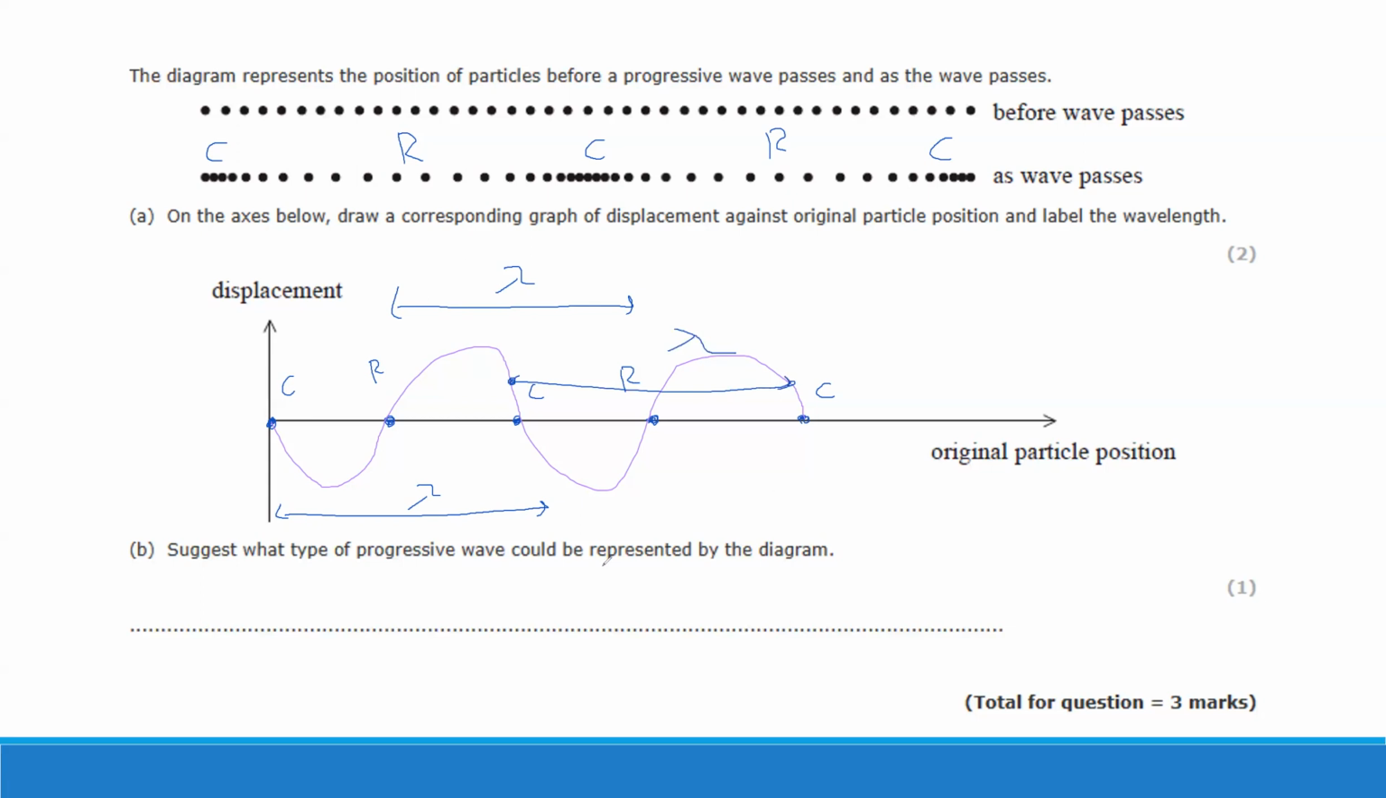Excellent. Now it says, suggest what type of progressive wave could be represented by the diagram, Muhammad. Sir? Yes, Saleh. Sir, why isn't a wavelength from like one of the top points to the other top point? That's also a wavelength. Any two points where it begins to repeat itself is a wavelength. Okay. So yeah, Muhammad, what type of progressive wave is this?